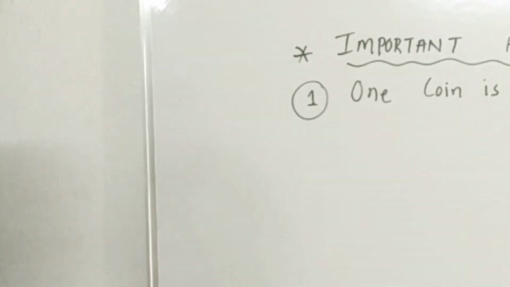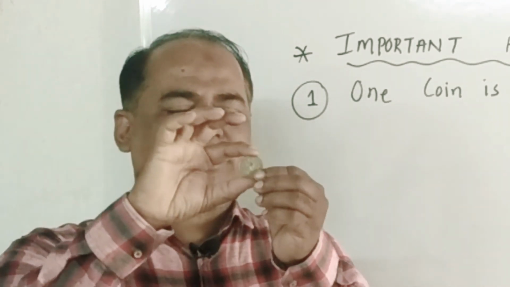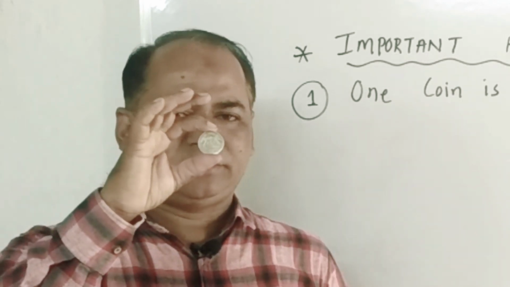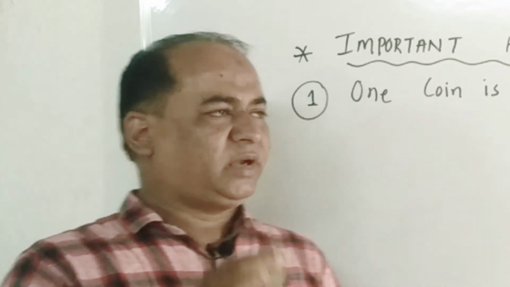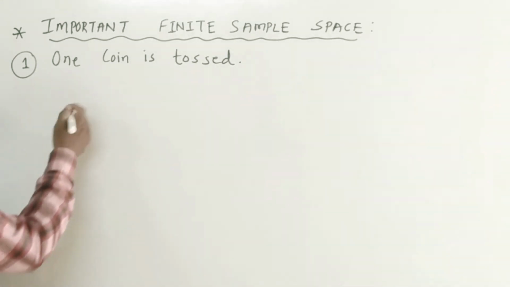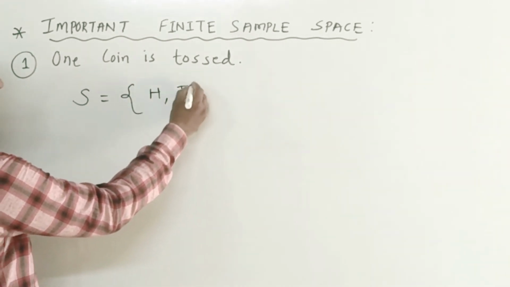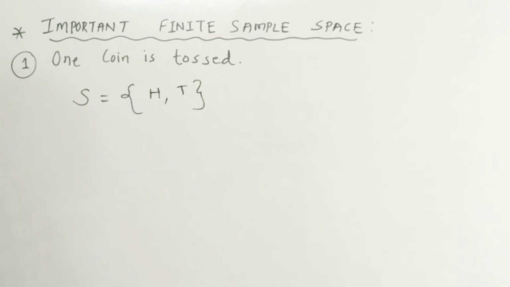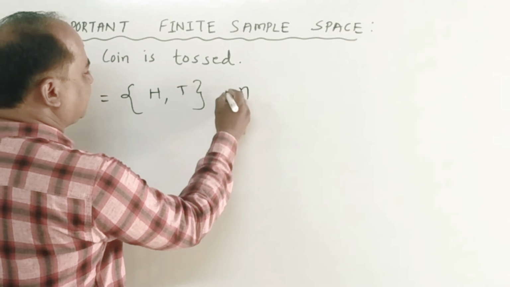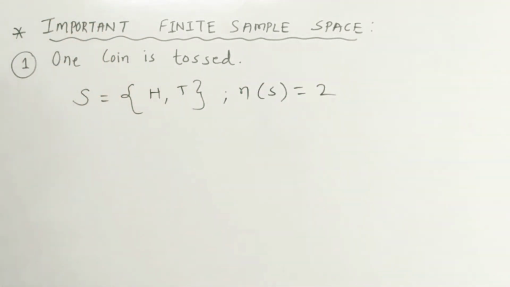So first is one coin tossed. If a coin is tossed, there are two possibilities, either head or tail. So we get two outcomes. When a coin is tossed, we get the sample space S as {H, T}. There are two elements in the sample space, so n(S) is equal to 2.